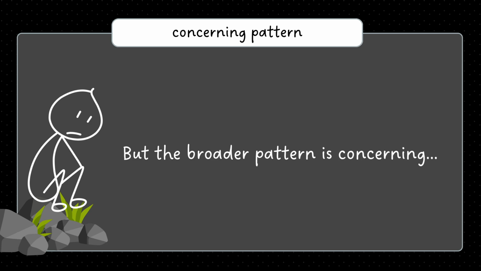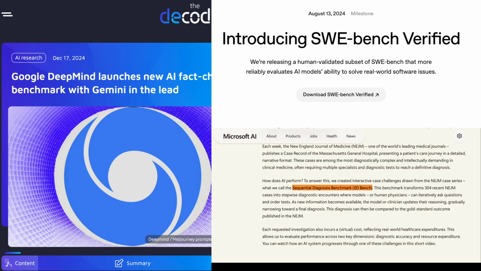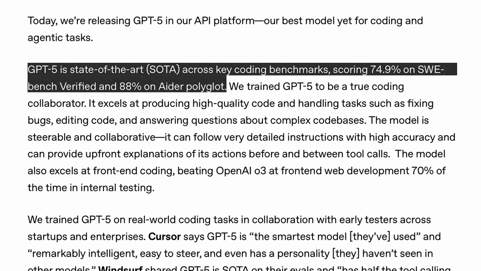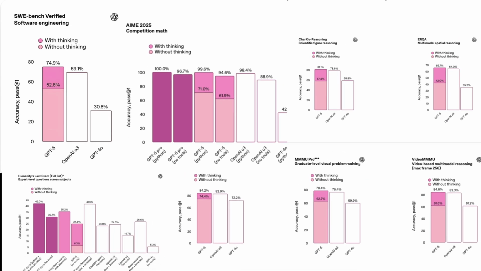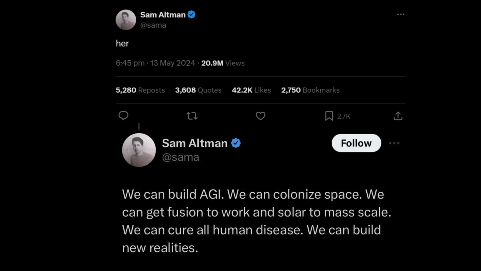But the broader pattern is concerning. AI companies increasingly modify benchmarks or test on subsets, then claim state-of-the-art performance. So testing models yourself matters more than relying solely on reported benchmarks.